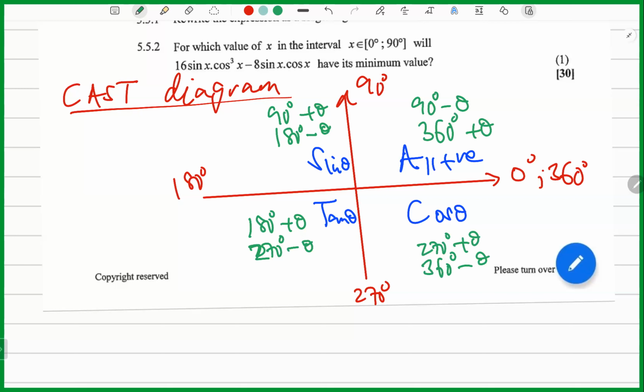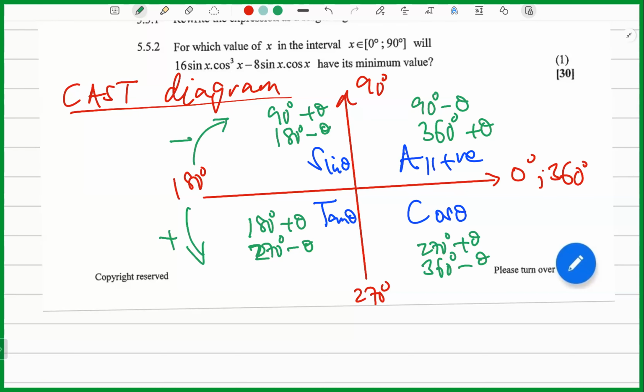Okay, so this is the information you need to have. But most importantly, it's very important for you to realize that in the learning of trigonometry, when you move from 180 degrees to 270 degrees, you are adding to 180 degrees and hence the plus. But if you decide to go back towards 90 from 180 degrees, you are subtracting, and hence 180 degrees minus theta. This diagram is called the famous cast diagram.